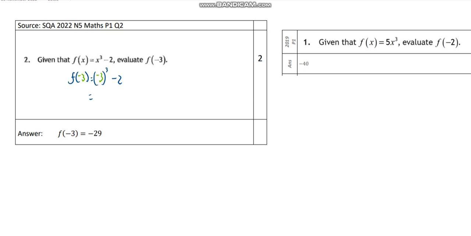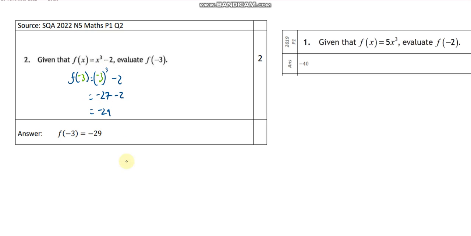So the hard bit here is to remember that this is negative 3 times negative 3 times negative 3. So this bit here gives me 9. 9 times negative 3 is going to give me negative 27. Negative 27, take away 2, is negative 29. A wee quick rule for that, actually, if you're doing powers: if it's an odd power and you've got a negative, it's going to end up negative. So all the even powers would be positive, all the odd ones would be negative.